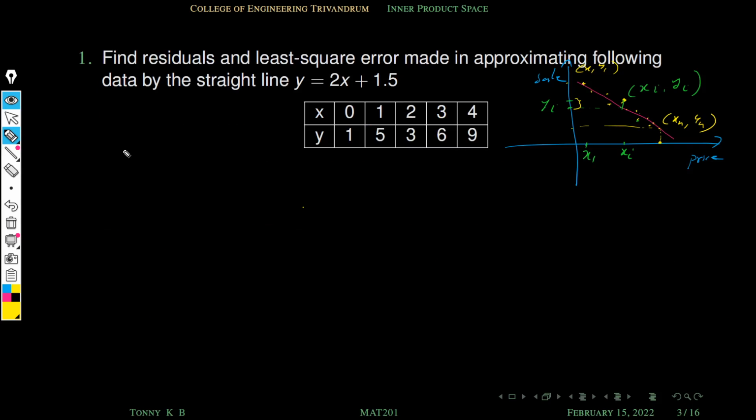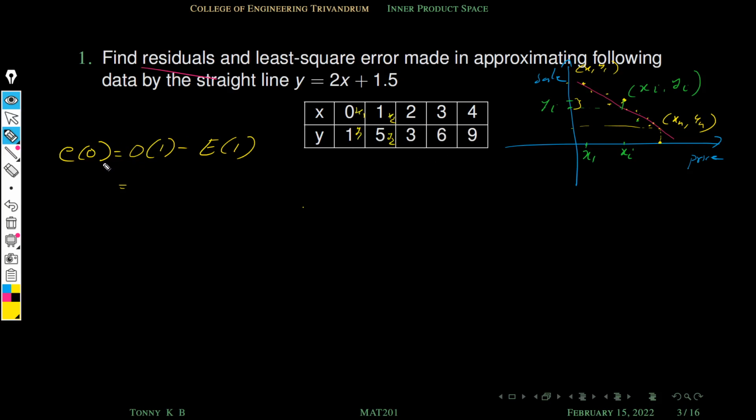Okay, for familiarizing the concepts, residuals and least square, we consider this problem. Find the residuals and least square error made in approximating the following data by a straight line y is equal to x plus 1.5. Okay, so first of all, we have to find the residuals at each point. Our first data point is 0, 1. This is our x1, this is our y1, this is our x2, this is our y2, like that. We have only 5 data points.